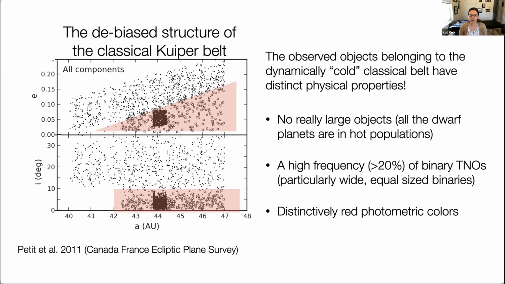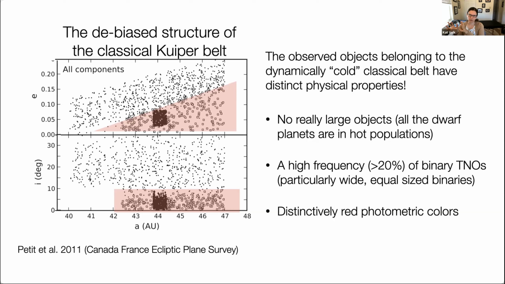We also see that there's a much higher frequency of binary objects in the cold population. At least 20% of them are binary. And in particular, they tend to be wide, equally sized binaries as opposed to a primary and a satellite. They also have distinctively red photometric colors that are different from that of the hot population. So this is all kind of leading to that idea that the hot population all came from that inner, more massive disk that formed at a different heliocentric distance.